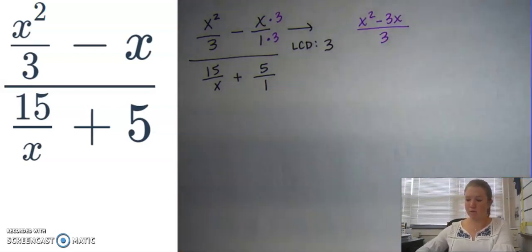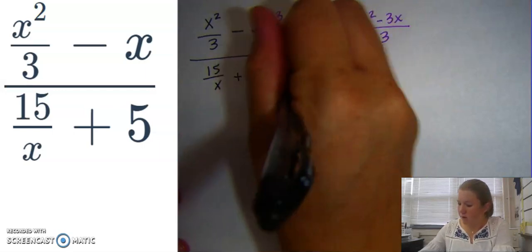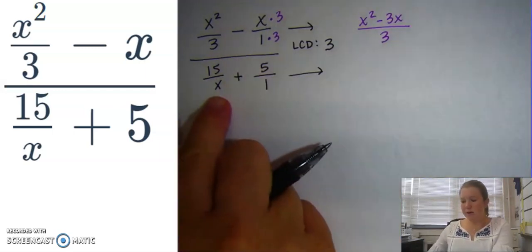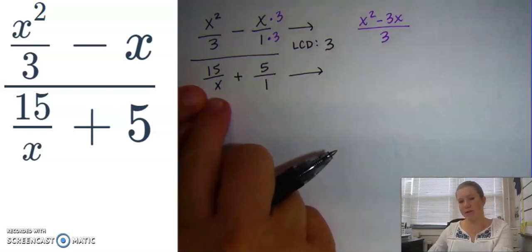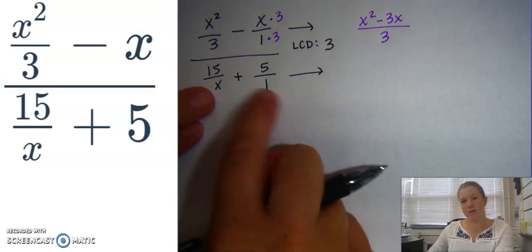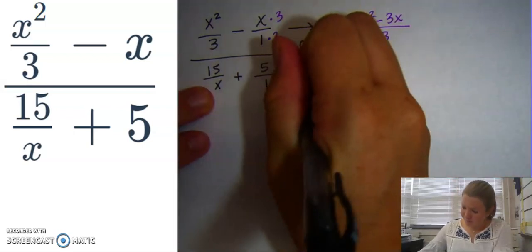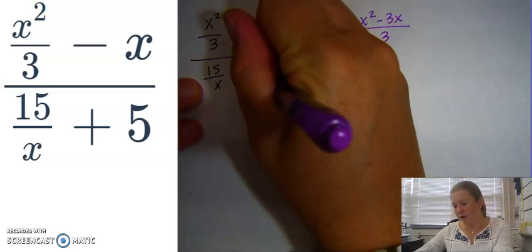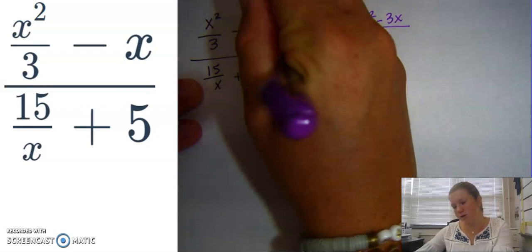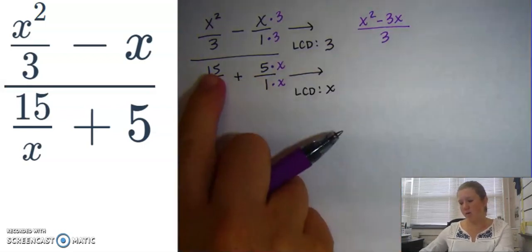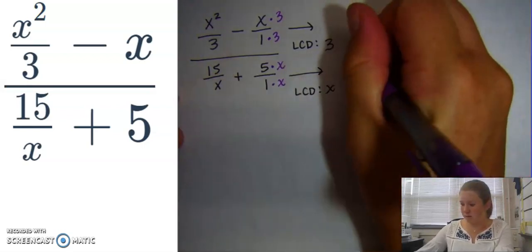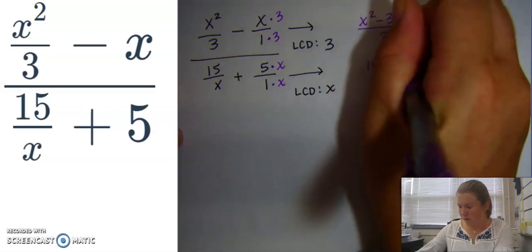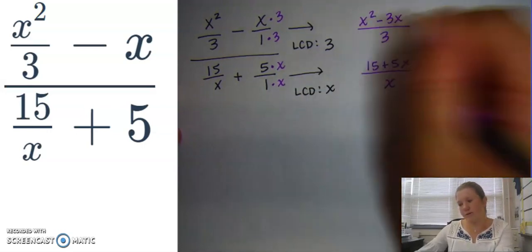Leave that alone for now and let's go to the bottom. So in the denominator, we have an LCD of x because all we have here is x and 1. First fraction's good to go. The second fraction needs the x. So we'll give that to numerator and denominator. We'll have 15 plus 5x over the LCD of x.